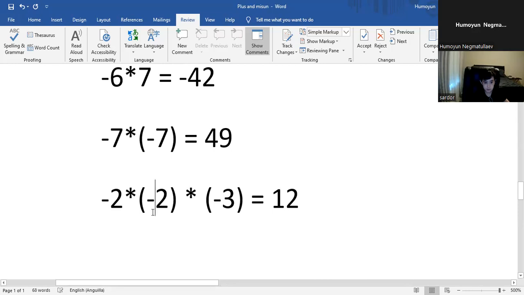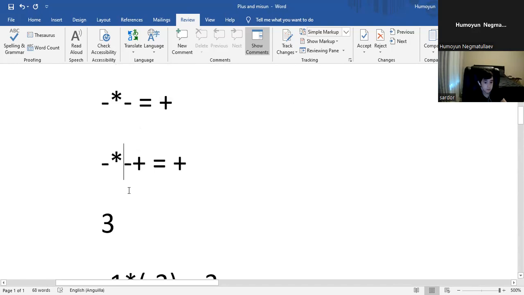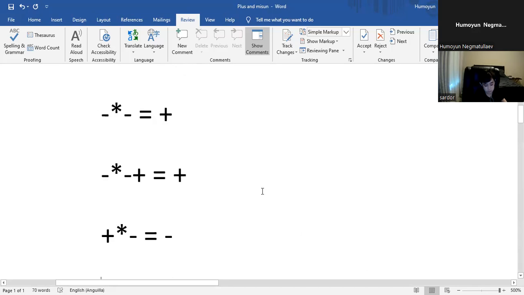How many minuses are there? 3. Yeah. But look at it. When we multiply 2 minuses, look here, the result is going to be plus, yes? But if we multiply plus by minus, then the result is going to be minus. What is that? Did you see? Yeah, 2 minuses give us plus.